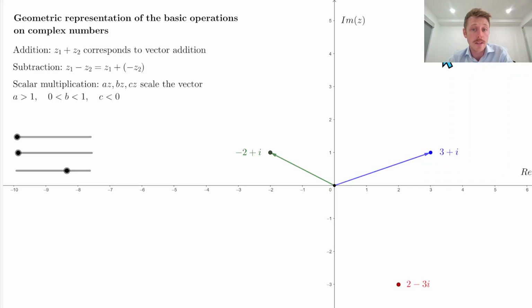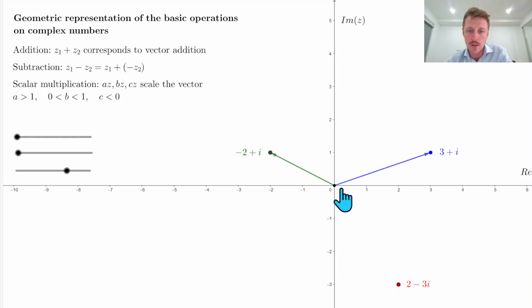So let's talk about that a little bit more in terms of our operations on complex numbers. So we'll say that this is the geometric representation of the basic operations on complex numbers. So if we're to take addition, we know from before that z1 plus z2 corresponds to adding the real components and adding the imaginary components. So let's just look at that for a moment.